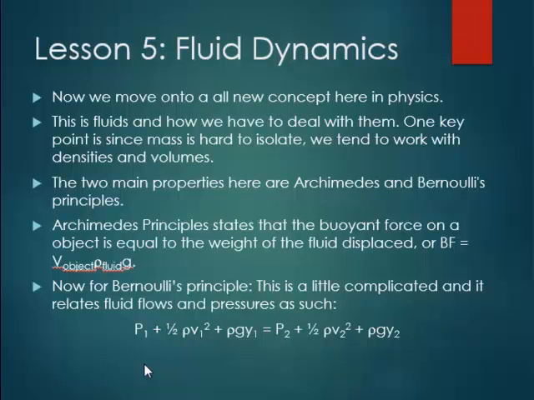Now the next thing we have is what's called Bernoulli's principle. This is a little complicated, and it relates fluid flows and pressures at different points in the system. So what you're assuming is there are 2 points in the fluid flow system you're looking at, a 1 and a 2. And we have that P1 plus 1/2 rho V1 squared plus rho g y1 equals, and it looks very similar on the other side, P2 plus 1/2 rho V2 squared plus rho g y2.